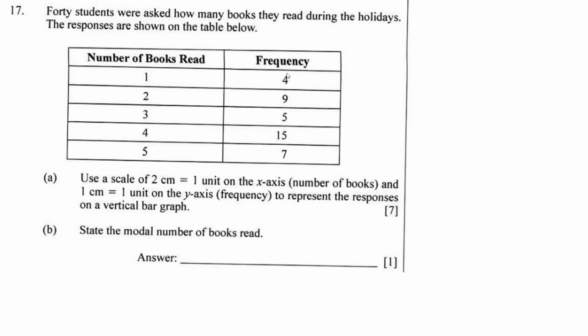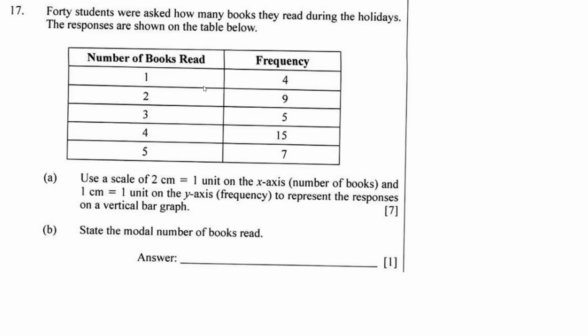Again, 4 students read 1 book. 9 students read 2 books. 5 students read 3 books. 15 students read 4 books. And 7 students read 5 books. And so that's how you basically read this table.